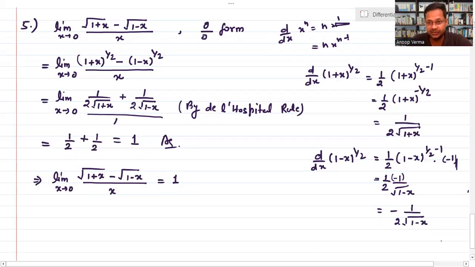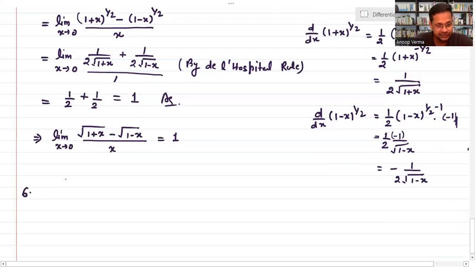Let's discuss the next problem, the 6th problem. Question number 6. In this, they are asking about the limit of x tending to 0 of tan x minus x divided by x square tan x.